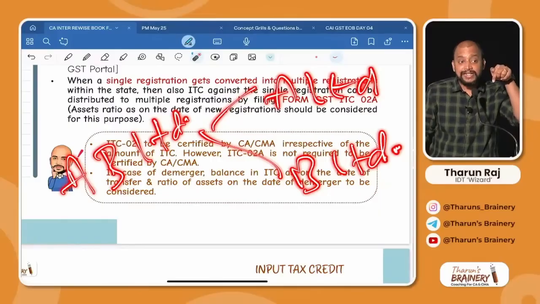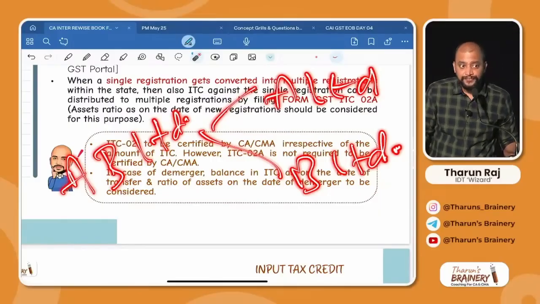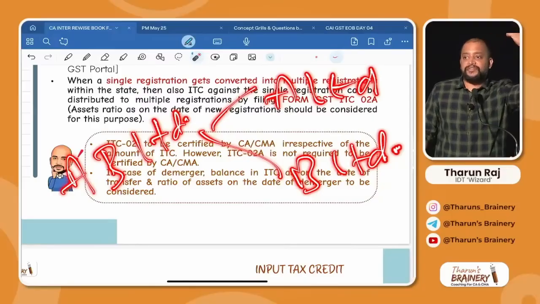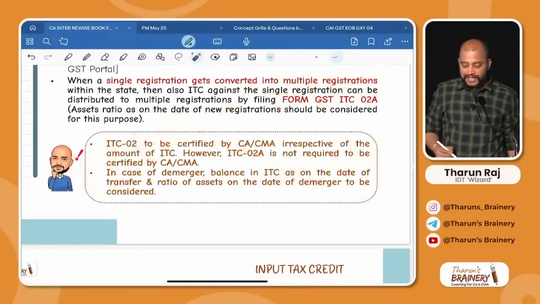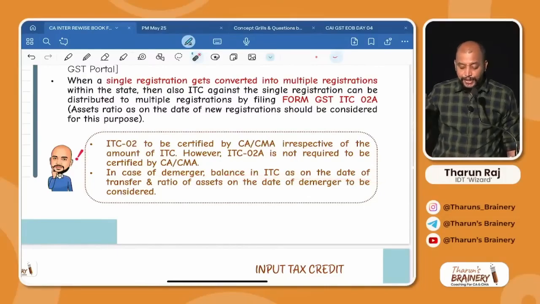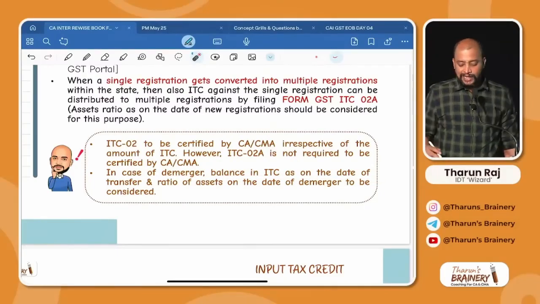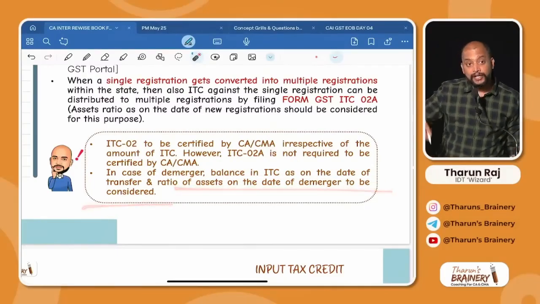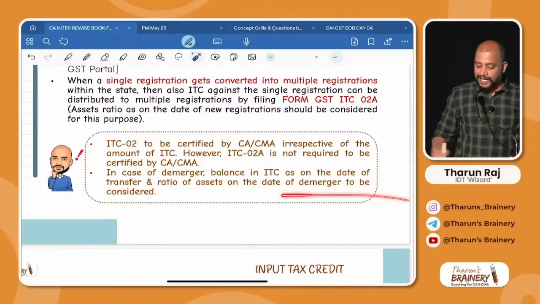Today's, that is demerger date assets ratio, correct? But ITC balance is on which date? At the time of transfer, after 1 month. Is it clear? Read it once again. In case of demerger, balance in ITC as on the date of transfer and ratio of assets as on the date of demerger to be considered.